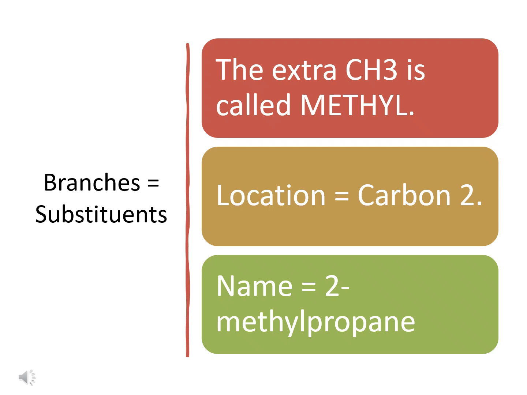In order to understand this one, the carbon sticking off the main chain is a methyl group. That's CH3. CH3 is the methyl. That's all you need to know. It's always going to stick on carbon number 2. So the full name is 2-methylpropane.